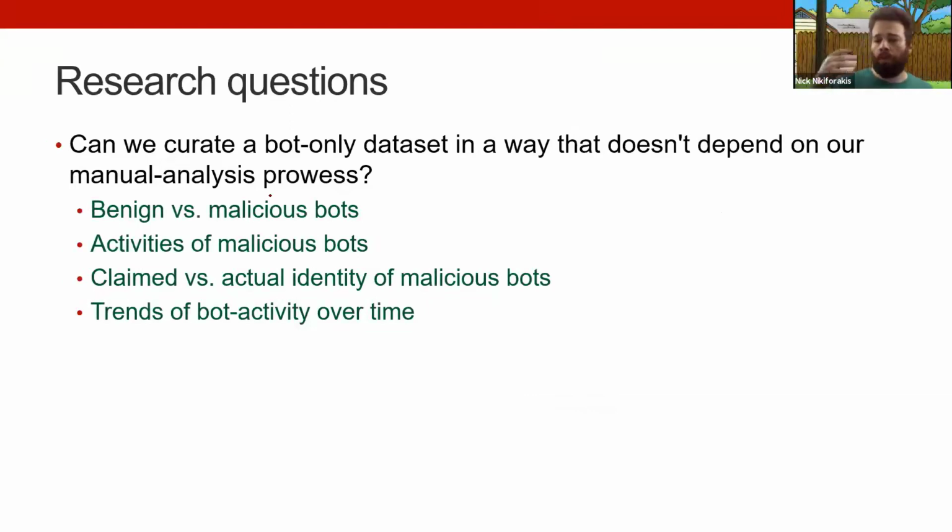So we want for this data set to allow us to, as I mentioned, differentiate between good bots and bad bots. We want to understand the activities of bad bots. So what is it that they do when they attack your website? We want to be able to uncover the real identity. So I see that a bot has come to my website, it's claiming to be Mozilla Firefox, but what is it really, right? And then map and study trends of bot activity over time.